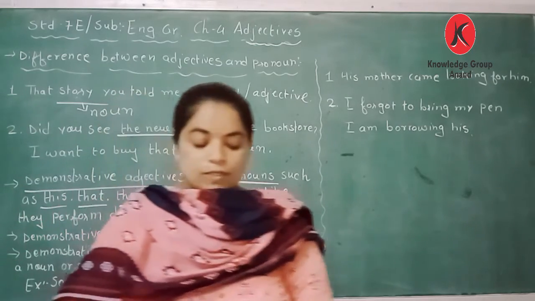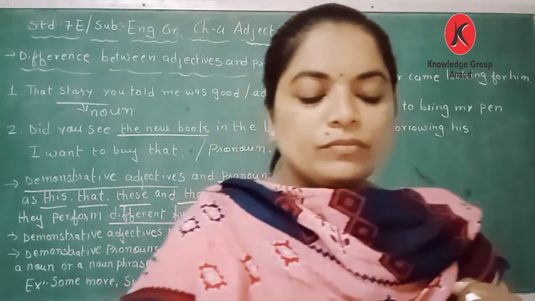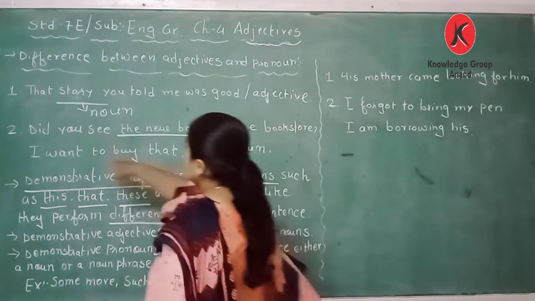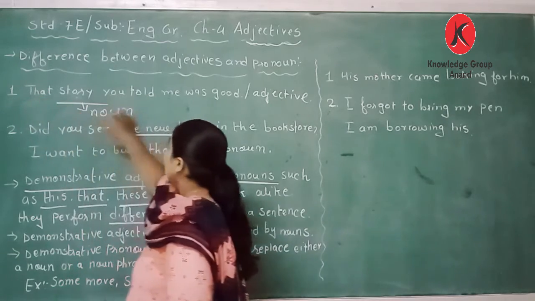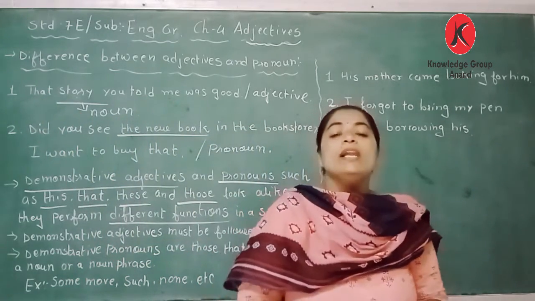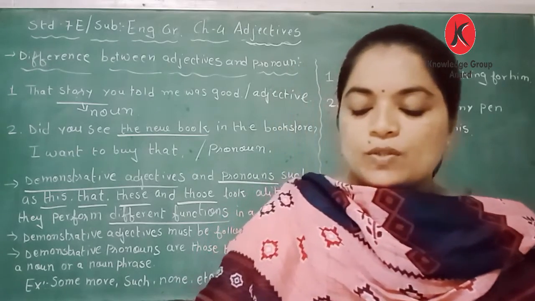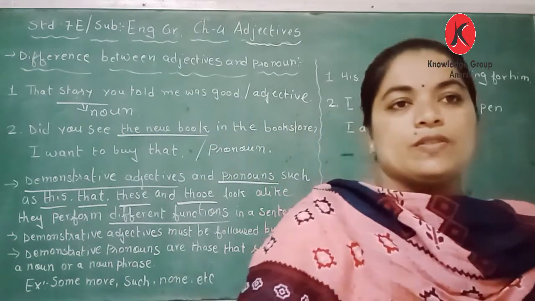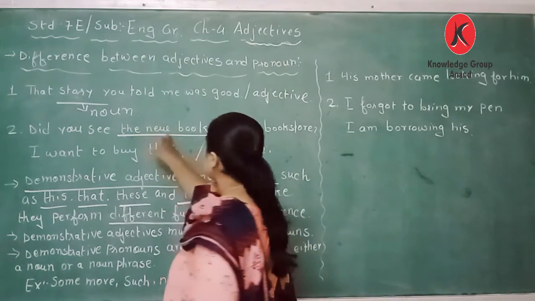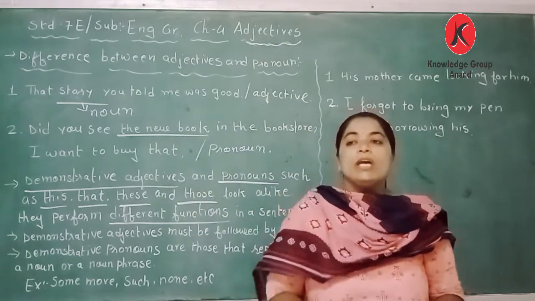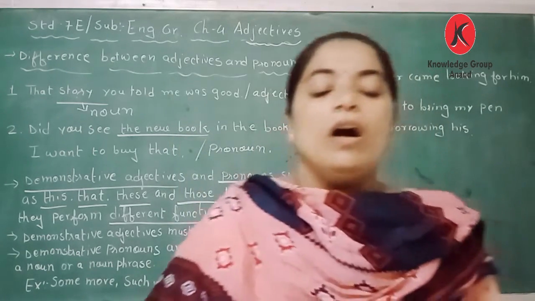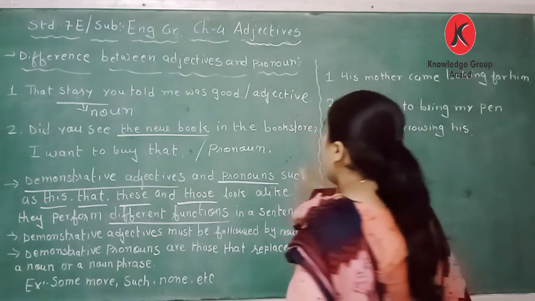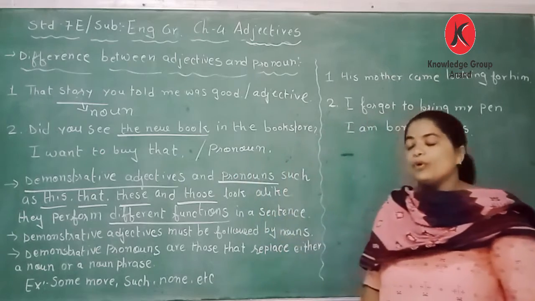In your textbook it is also written on page number 32. In the first sentence, the word that modifies a noun, the noun story, so it is an adjective. And in the second sentence, the new book is a phrase. So therefore the first sentence is an adjective and the second sentence is a pronoun.